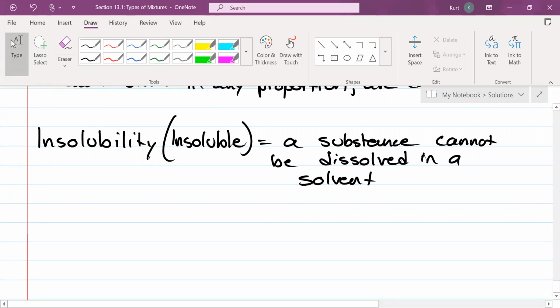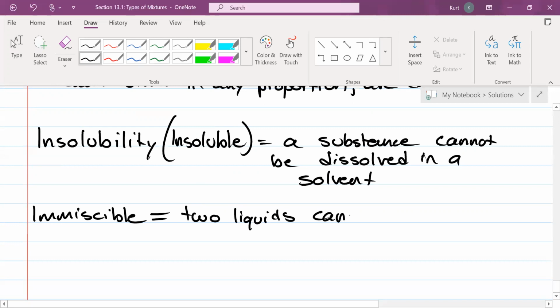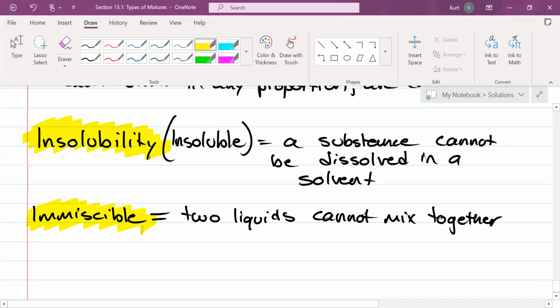All right. And then what do you think the word would be where two liquids do not mix with each other? If insoluble means a solid cannot dissolve in a liquid, what do you think the word is where a liquid and another liquid don't mix together? Immiscible. All right, so just like that, 4 more terms thrown at you.